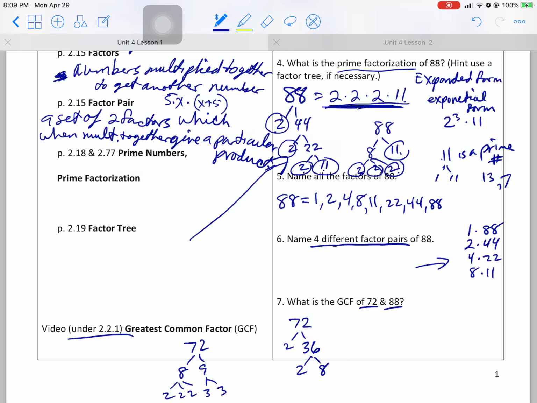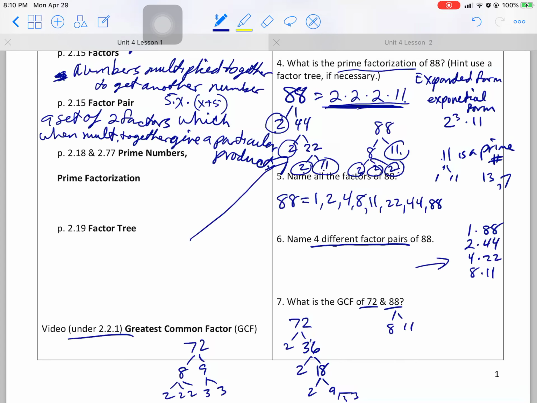That is not an 8. Carry the 1. Too late in the day and I can't find my calculator. Here we go. 72 divided by 2 is 36. Divided by 2 is 18. Divided by 2 is 9. 9 is a 3 and a 3. Okay.